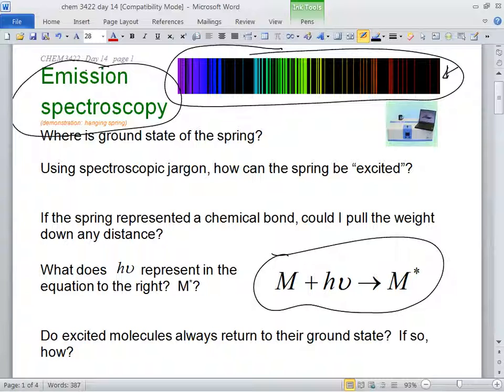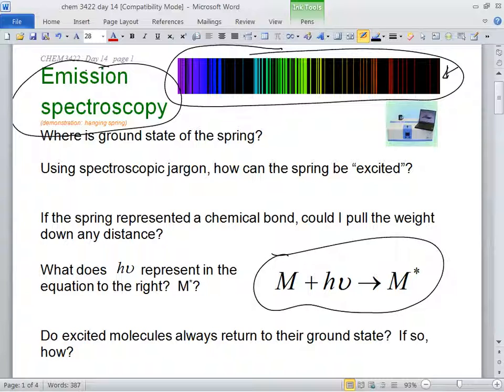You're on a roll here, Andrew. No. What must M be? Again, we're talking about emission spectroscopy. It's a hint. M must be the sample. The molecule. Whatever.